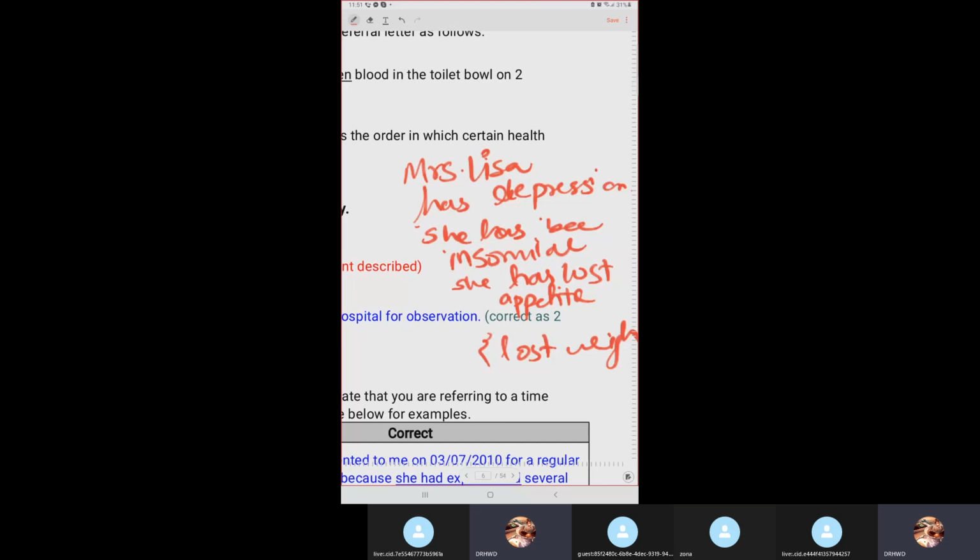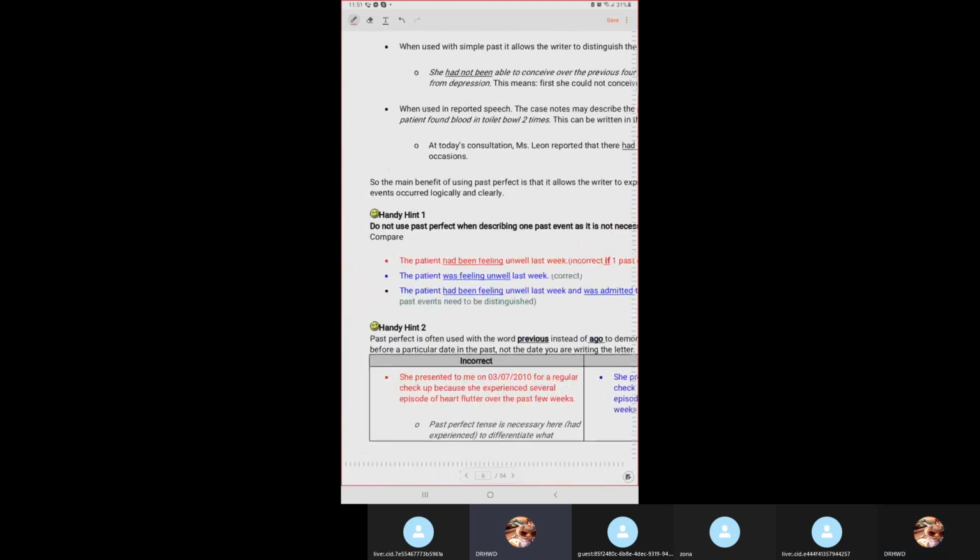Now the next time I say that Mrs. Lisa is having infertility, because of which she has had insomnia and has had lost appetite. Along with that, she has lost weight, right? So what I do here is I'm using had been, right? What I'm trying to do here is make it past perfect so that I can see what happened first and what happened next, right?